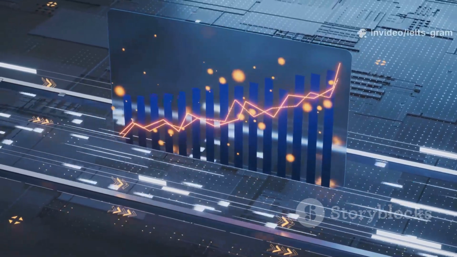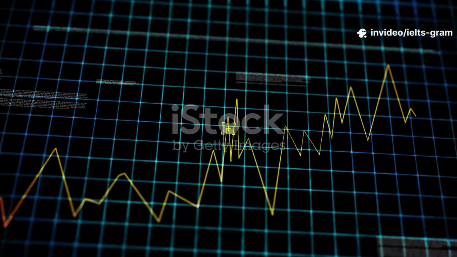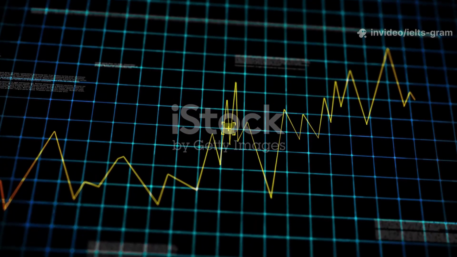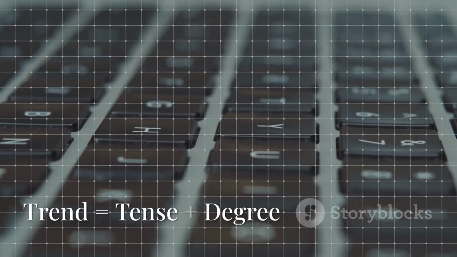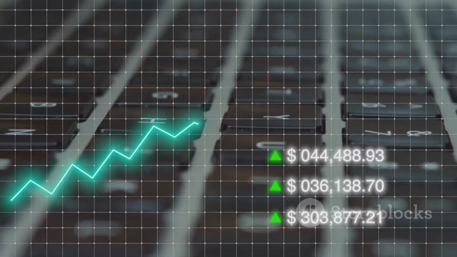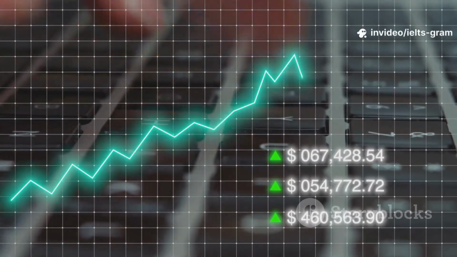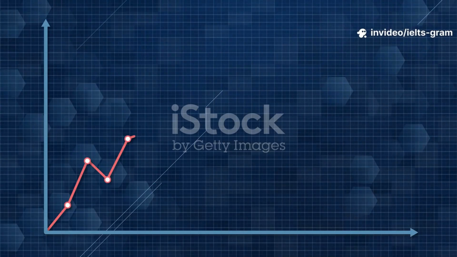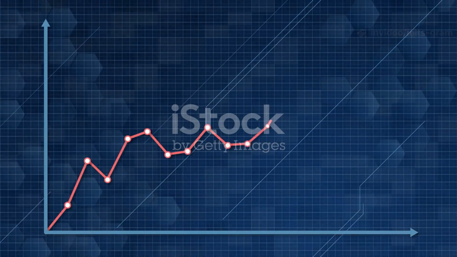This is where so many students trip up, using vague language like "it went up." To achieve a high score, you need a clear analytical formula. The formula is trend equals tense plus degree. This means you must select the correct tense based on the time period shown, and then describe the degree of change with precise vocabulary. Let's break that down.